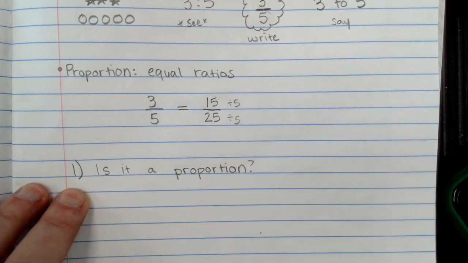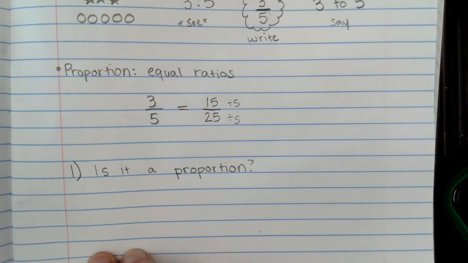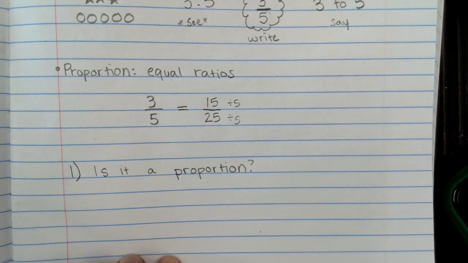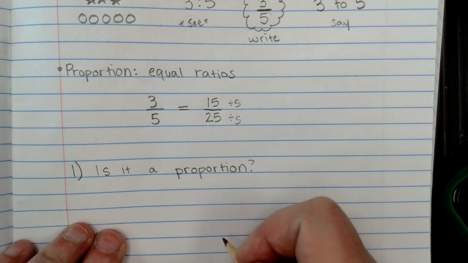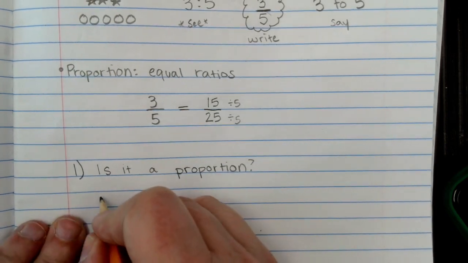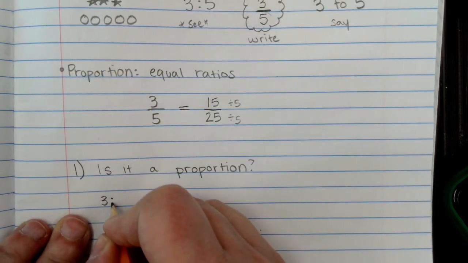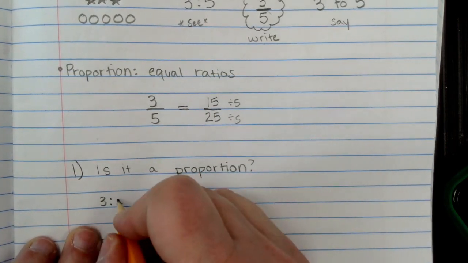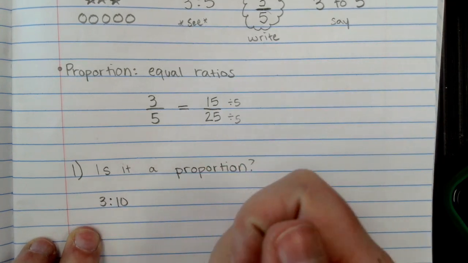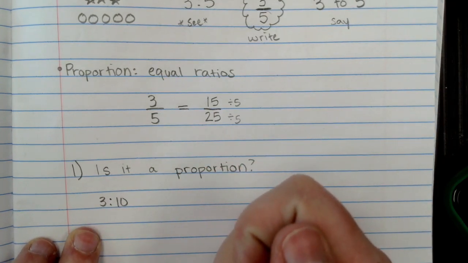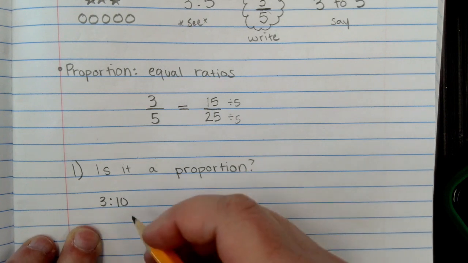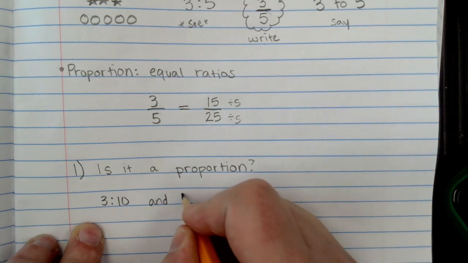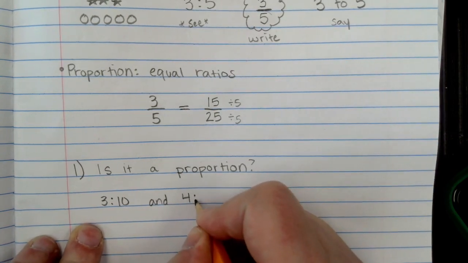So we're going to be given 2 ratios, and we want to know, do those ratios create a proportion? So for our first one, we have 3, and I'm going to use a little colon, the 2 dots, 10. Not semicolon, that's just a colon, right? A semicolon has a comma. 3 to 10. And 4 to 1.5.